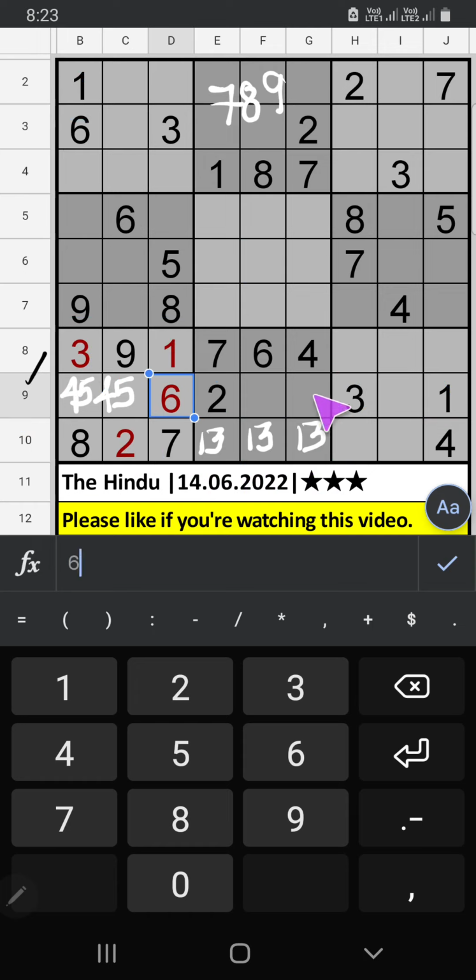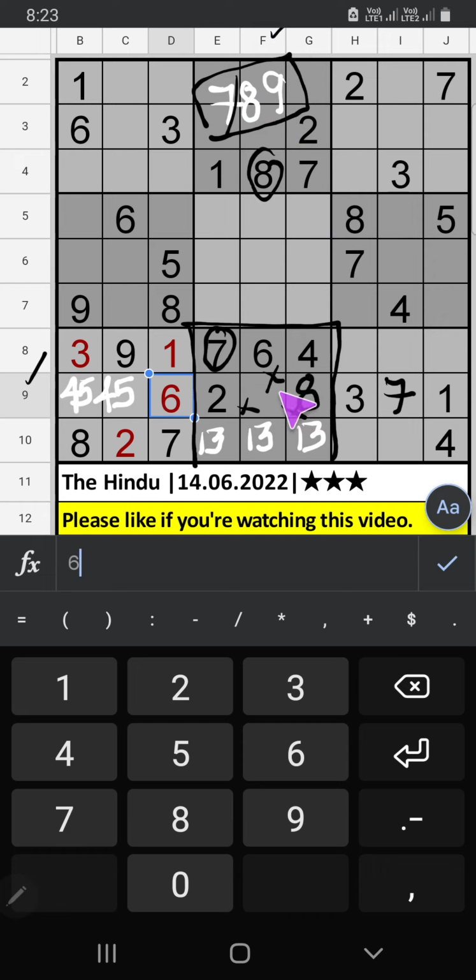9th row, 3 numbers are remaining: 7, 8, 9. 8th grid, we already have 7. So 7 can't come in these cells. Then 7 is confirmed here. Then only two numbers are remaining, 8 and 9. Column F, we already have 8. So 8 can't come in this cell. 8 is confirmed here. Then 9 is here. 8th grid, 3 numbers are remaining: 1, 3, 5. It will come in one of the cells. Will confirm later.